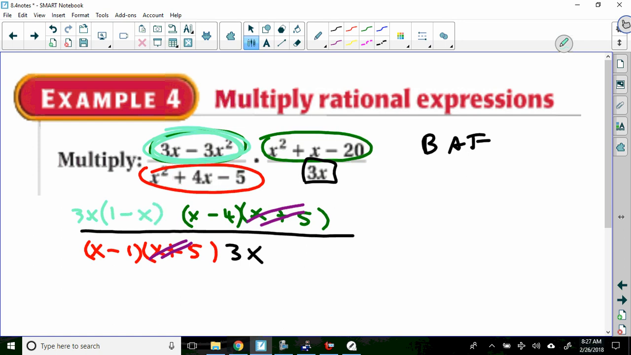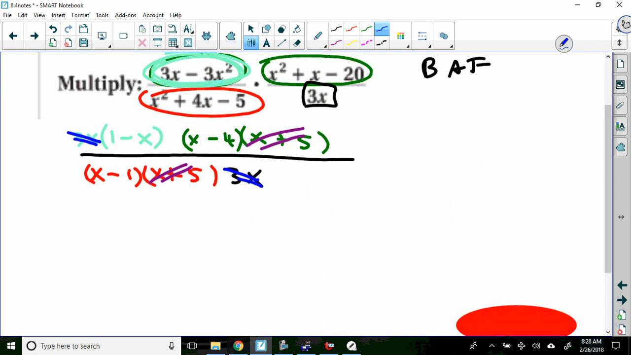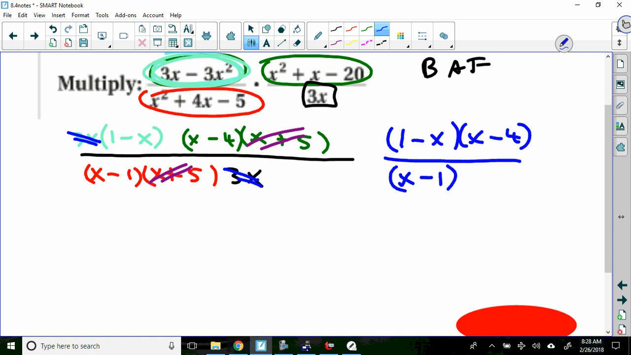So is there anything else that cancels? The 3x's now cancel. So this 3x here cancels out this 3x here. So we think we might be done. So we got 1 minus x times x minus 4, and that's all over x minus 1. Now here's where pre-calculus students get in trouble. Here's where Algebra II students get in trouble.